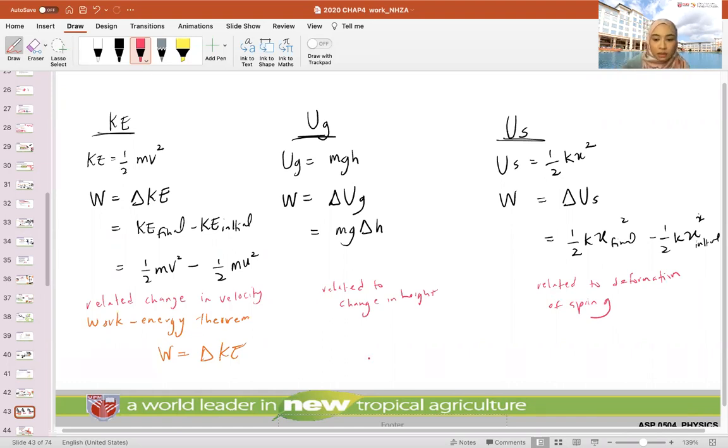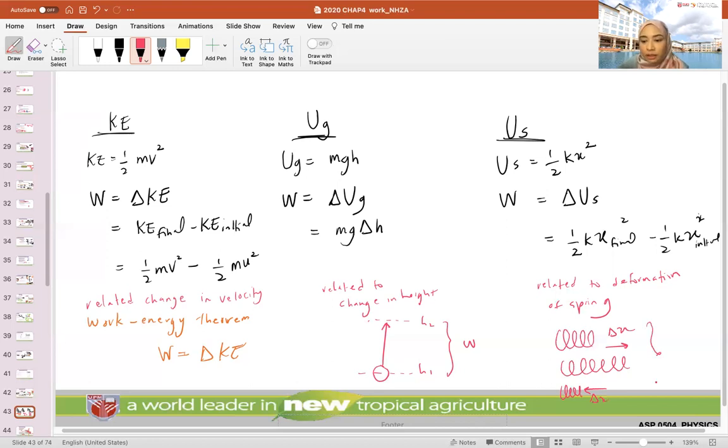So what else? If I want to draw, I would know that there is some change in height from H1 to H2. I would have work done. If I talk about this, I would know that my spring is being extended or compressed, and there is some delta X happening. There is that change. Therefore, I know that there is going to be work done. When I have V that is greater than U or U that is greater than V, I know that there is change in velocity. Therefore, I would know that there is work done.